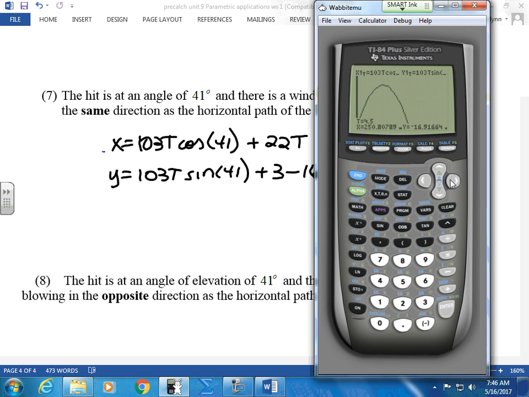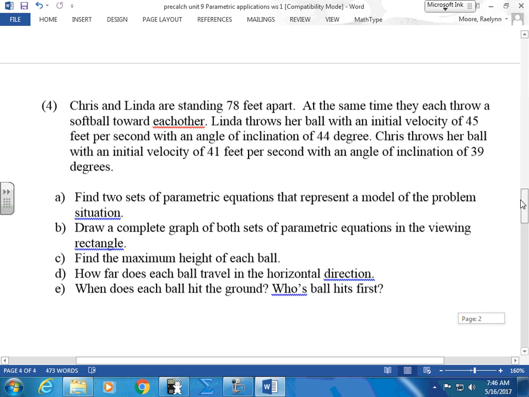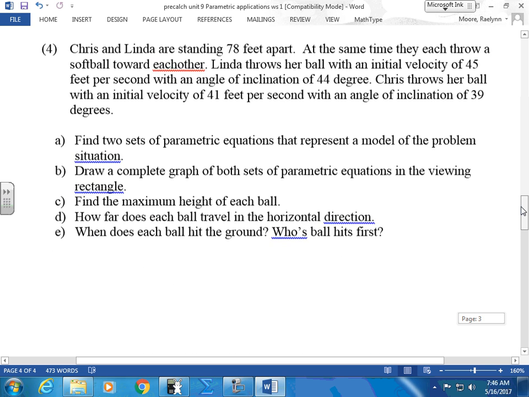Okay. So we did 6, 7, and 8. We did 2 and 3. I think you just have 4 and 5. Let's work on number 4's equations. And you guys can do number 5 too.